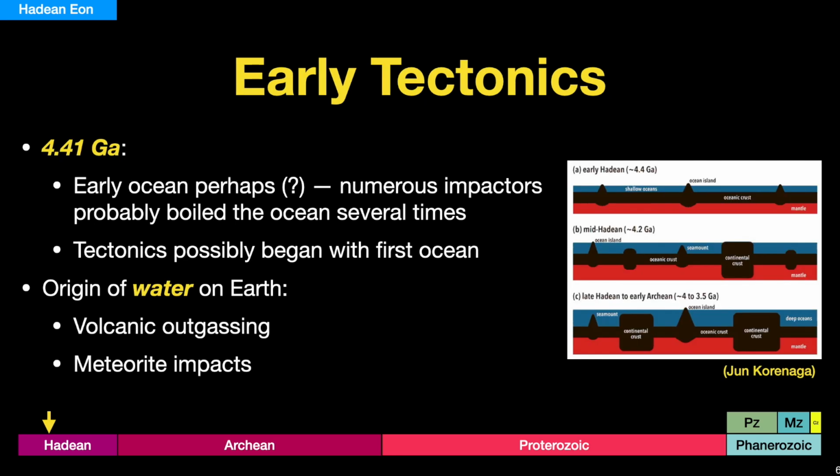It has been argued that perhaps the first oceans on Earth arrived quite early in the Hadean, perhaps as early as 4.4 billion years ago. However, at this time, there are numerous impactors still colliding with Earth, and they probably boiled off the ocean on several occasions. But as we know it today, plate tectonics can only exist with oceans. So as soon as Earth's first oceans began, it's most likely that plate tectonics began.